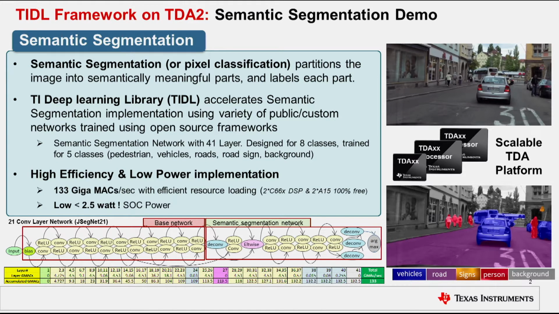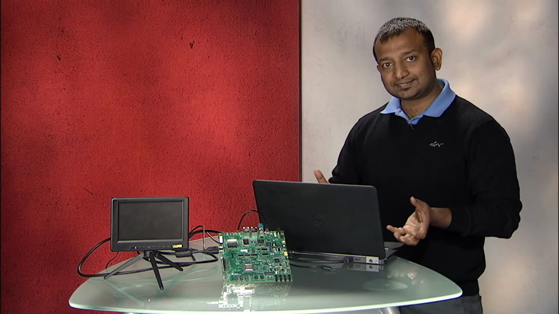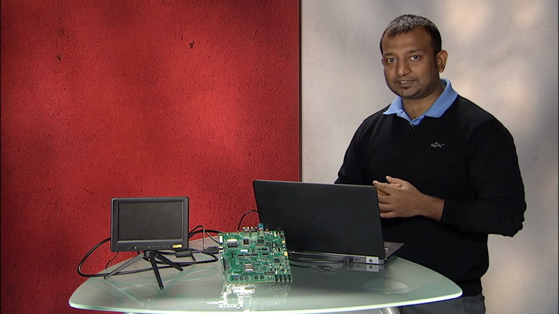As you can see in the images on the right of this slide, on the top we have the input image, which is really a snapshot in time from the input video. And on the bottom, we have the output from the semantic segmentation deep learning network, which basically labels each pixel of this image with some meaningful classification. Like you see, vehicles, roads, signs, people, and background are all classified. This information forms the basis of scene understanding, which is required for algorithms in higher levels of autonomy. All this is implemented in a very low power budget of 2.5 watts.